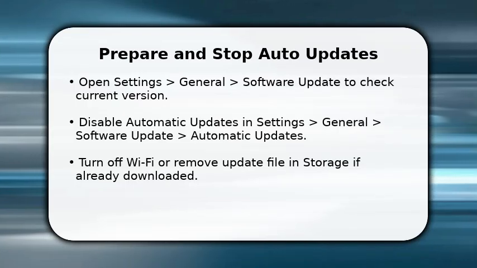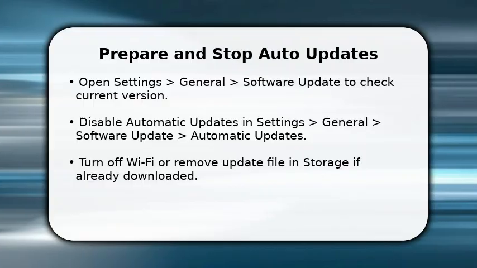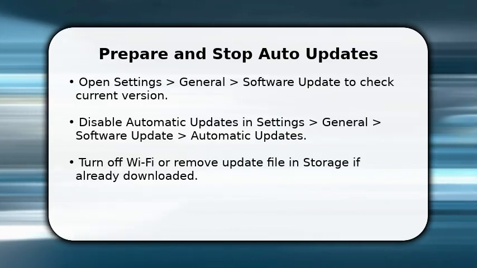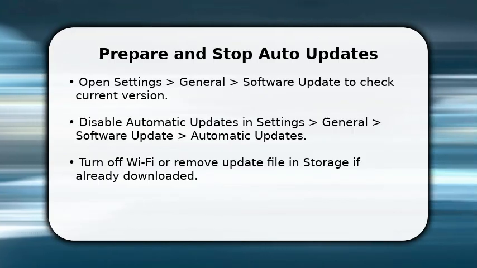You start by stopping the update mechanism so nothing installs while you act. Open Settings and go straight to General, then Software Update. Turn off automatic updates so iPad won't download or install at night. If an update already downloaded, go to Storage and delete the update file. Alternatively, disable Wi-Fi to prevent further downloads. Once done, confirm automatic updates shows off and that no pending download remains. These actions prevent immediate installation and give you control over timing.